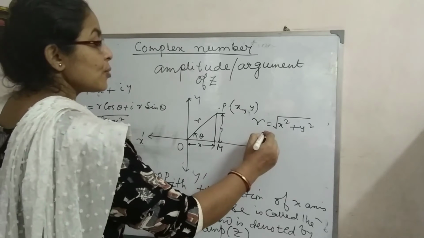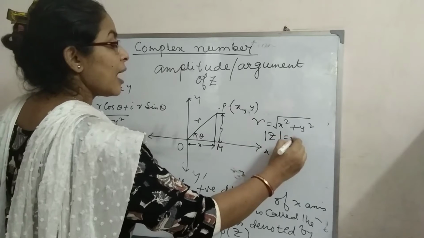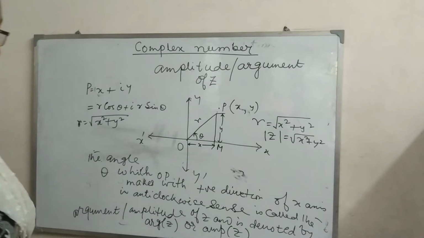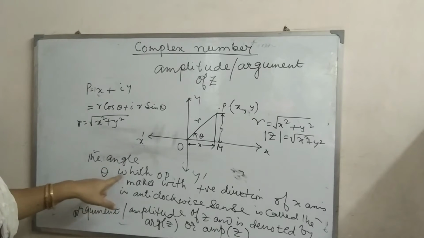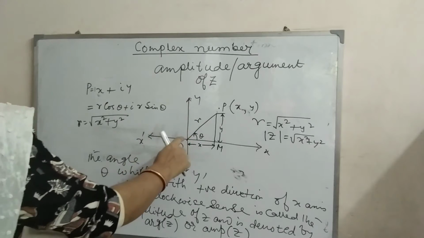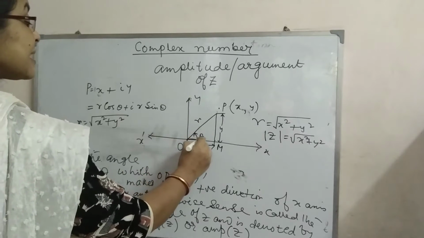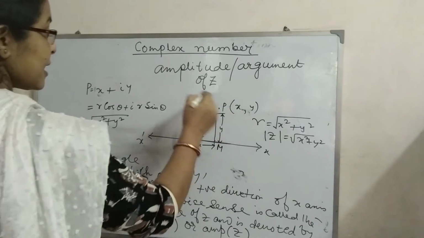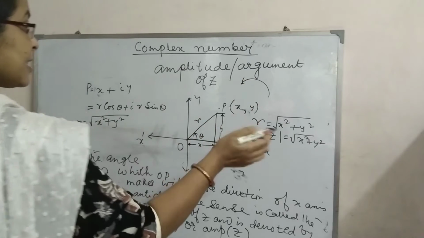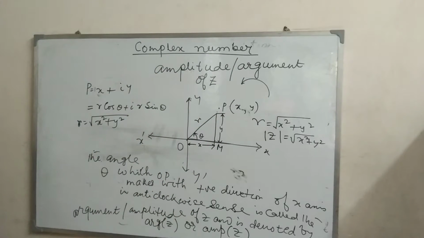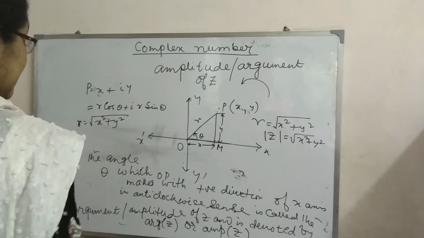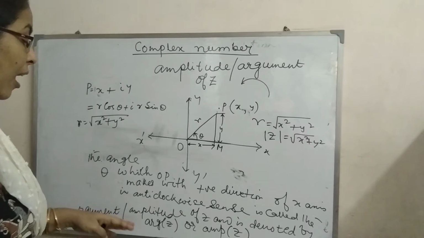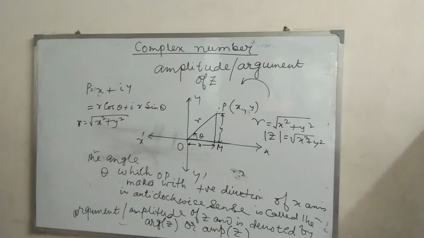And this is also the mod z. I know mod z equal to root over x square plus y square. That means mod z equal to r, and the angle theta which OP makes with the positive direction of x-axis in the anti-clockwise direction, this direction is called the anti-clockwise direction, it is called the amplitude or argument of z, and it is denoted by arg z or amp z.